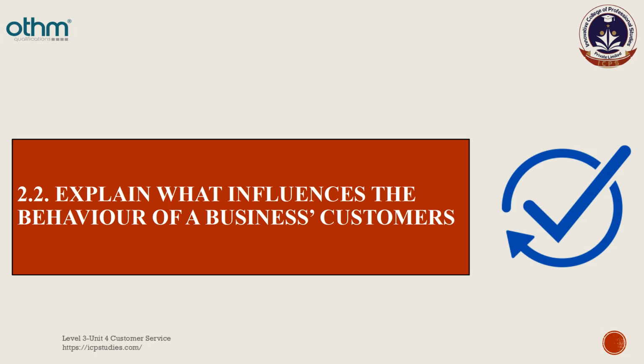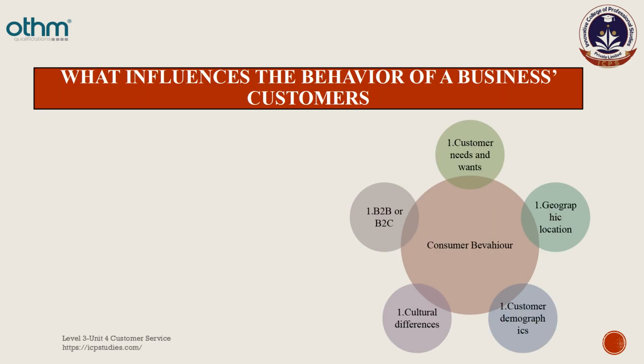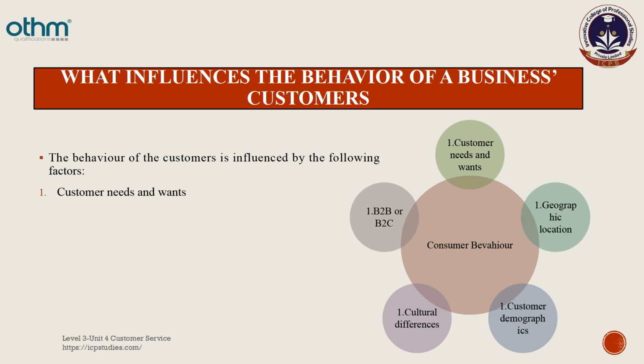Now we have the second assessment criteria, in which we explain what influences the behavior of the customer in the business. Here you can see that we have different factors that can influence the behavior of the customer in the business. The first factor is customer needs and wants. The second factor is their geographic location, where they are located. The third is their demographic: what are their ages, what is their gender, what are their incomes. Then we have the cultural differences of the customer, and the last factor is business to business transactions or business to consumer transactions.